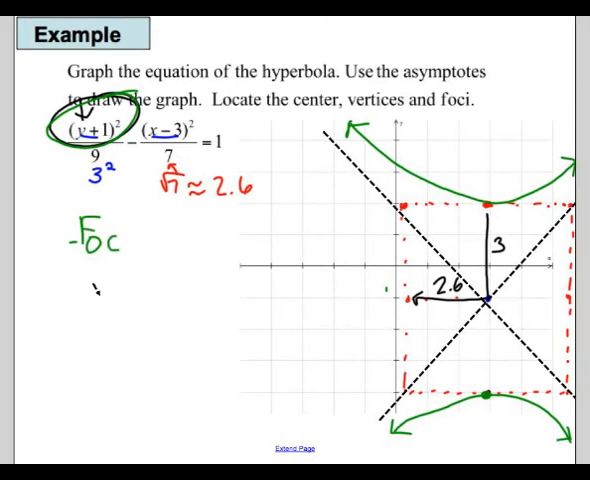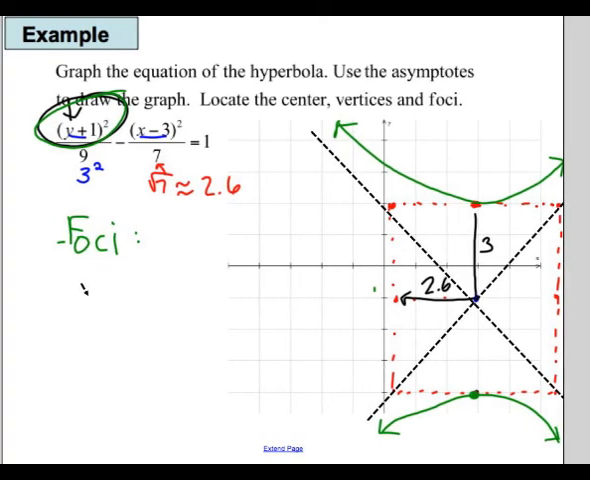Now to find the foci, I'm going to add 9 plus 7 to get 16. That's the value for c squared. So c is 4. So remember, that's a distance. It doesn't mean the value of 4. It means a distance of 4.